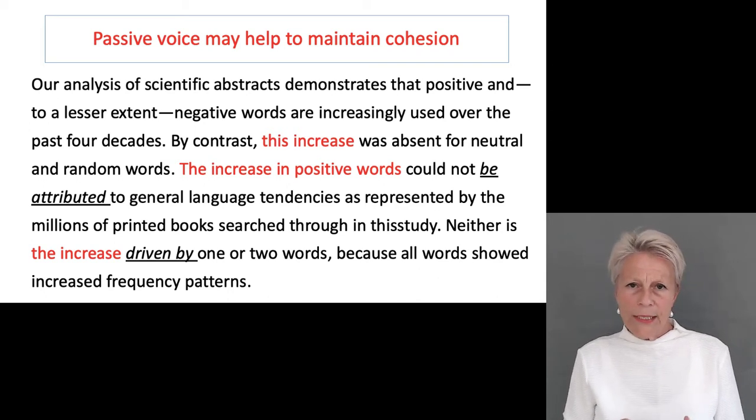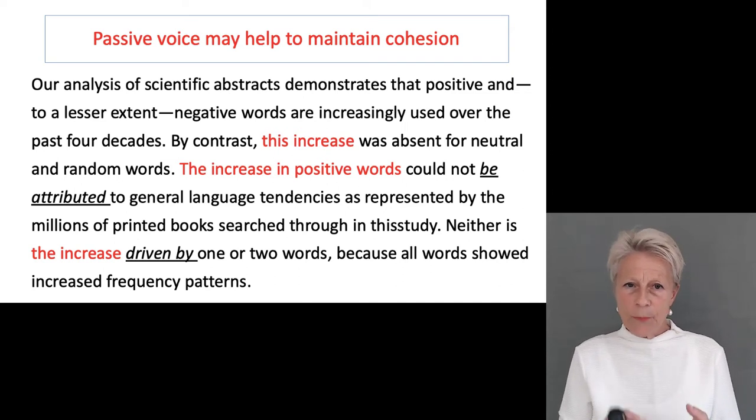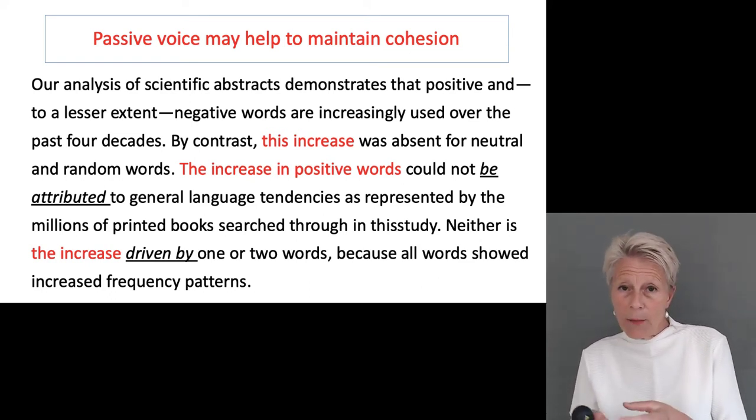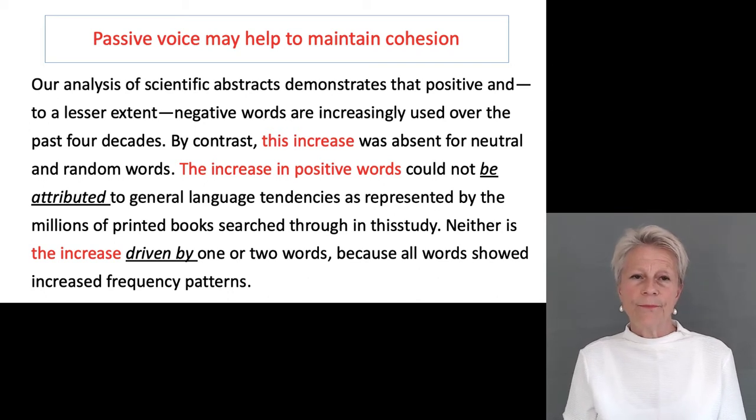It addresses an increase, and halfway, continuing with an active sentence like "we could not attribute the increase to" would kind of interrupt the line of thought. The increase is kind of the key word here. It must also be upfront in the sentence. So a passive is better. The increase in positive words could not be attributed to blah, blah, blah. Neither is the increase driven by blah, blah, blah. So the increase is the focal point, and the passive suits very well here. It's a nice choice.